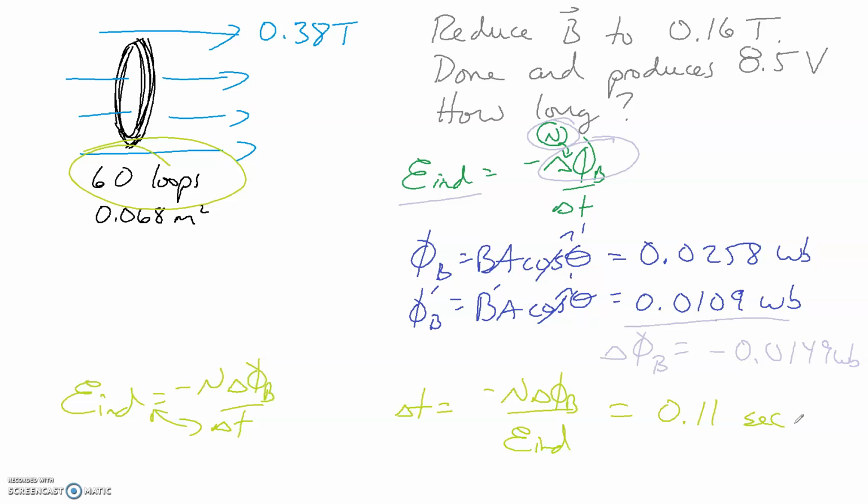There's more than one way to create induced EMF. You can change the field, you can change the angle, you can change lots of things. You can change the area and the number of loops, technically. By far the most common ways are to change an angle or change the field strength, but it all ends up being around the same type of idea. We'll do some more practice of this as well.